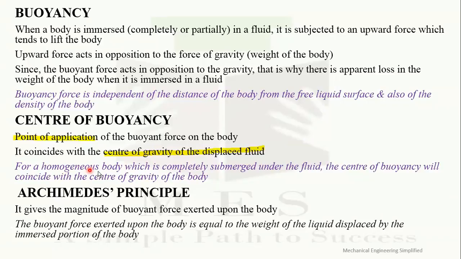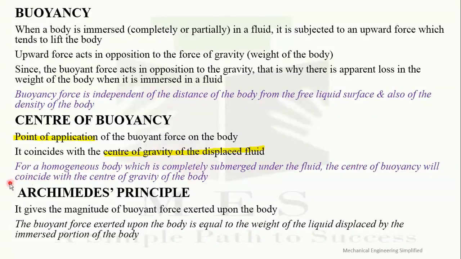For a homogeneous body which is completely submerged under the fluid. What is a homogeneous body? It has the same characteristics within the body, the same density, uniform throughout its dimensions. When that homogeneous body is completely submerged under the fluid, the center of buoyancy will coincide with the center of gravity of the body.